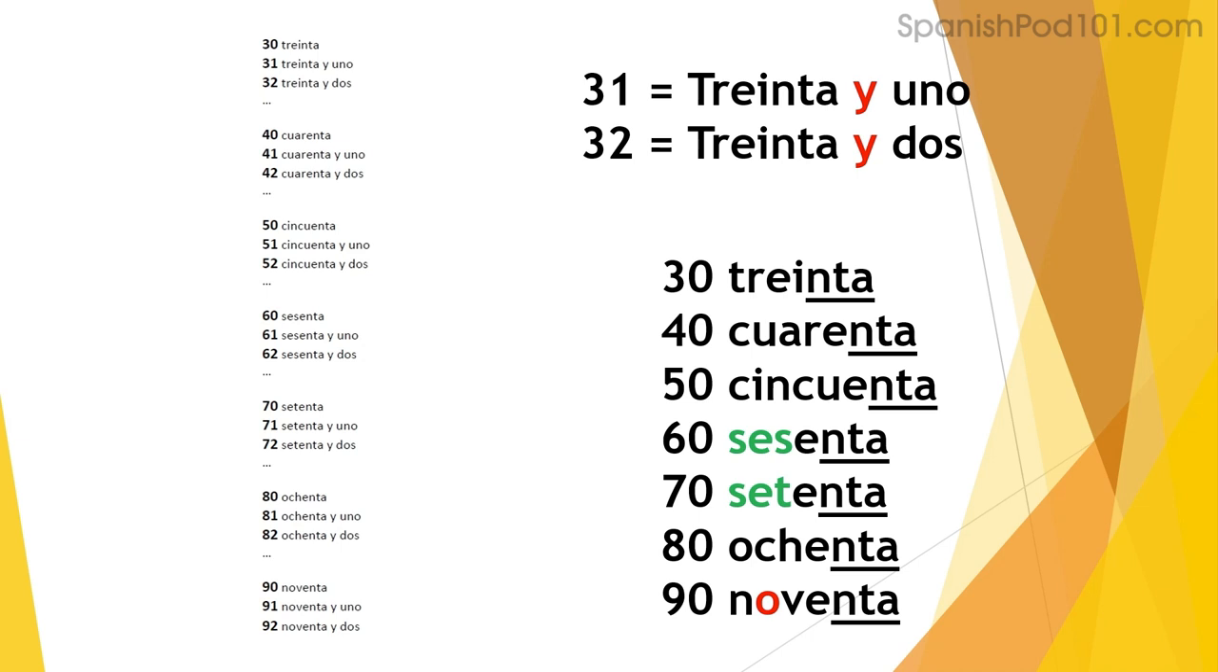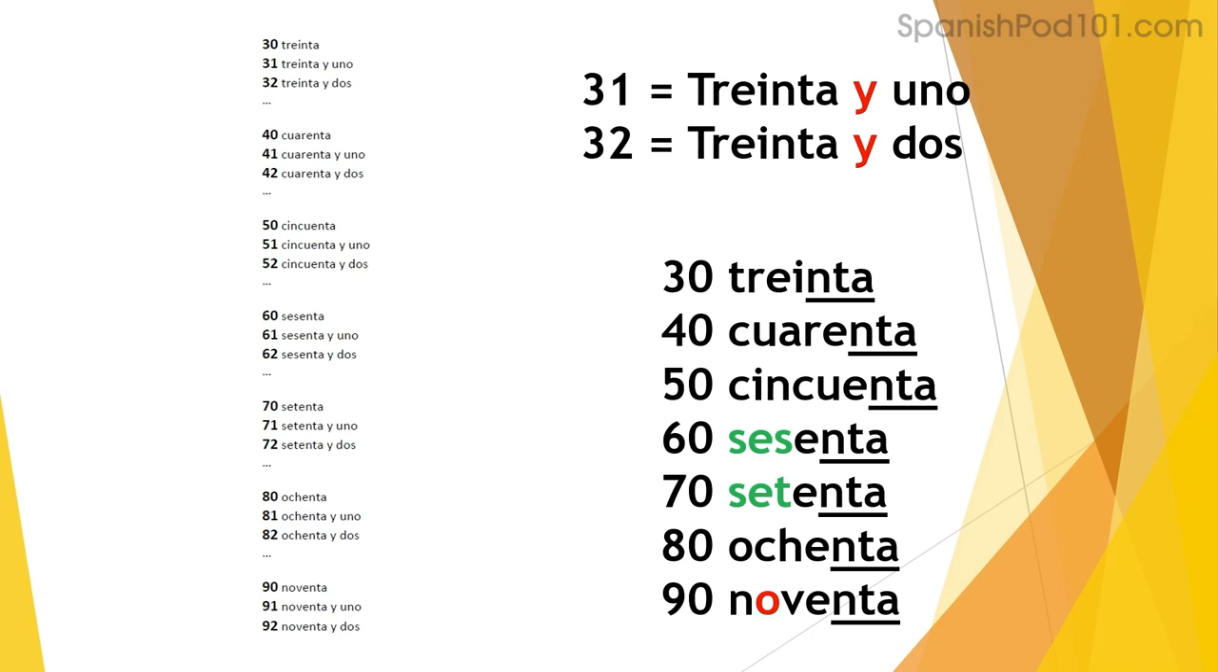To make memorizing easier, you're going to notice that these numbers end in NTA. Okay, they all end on the same three letters, NTA. So that "ta" sound, no? 30, 40, 50. Another thing to keep in mind is the difference between 60 and 70. It's quite common to get these two mixed up. So just bear in mind, 60 is "se", sesenta, and 70 is "sete", setenta.